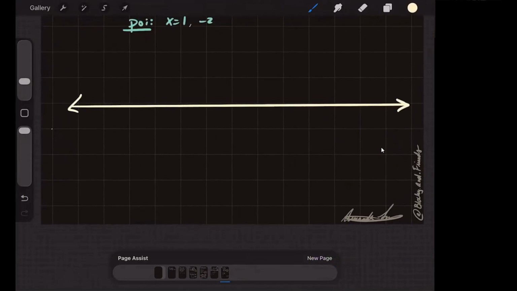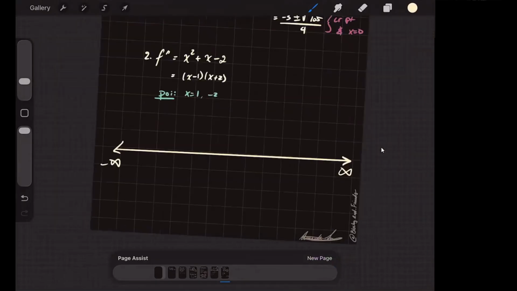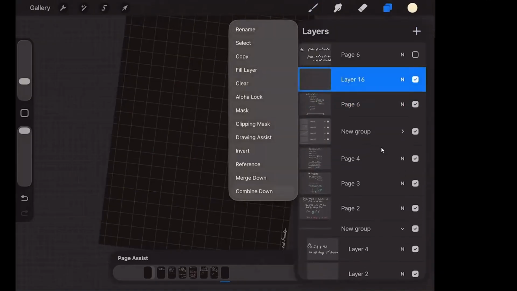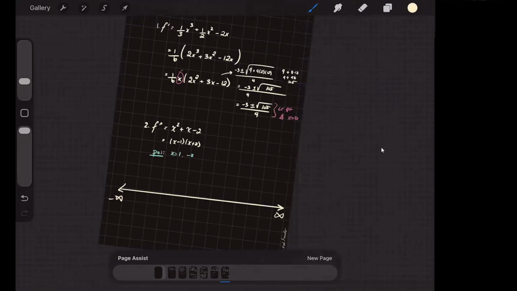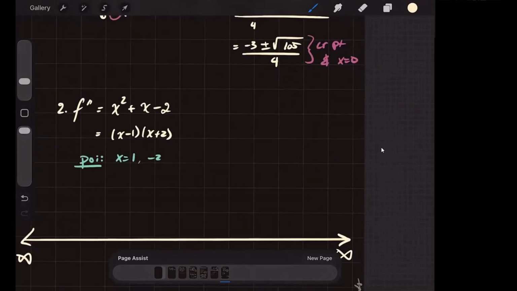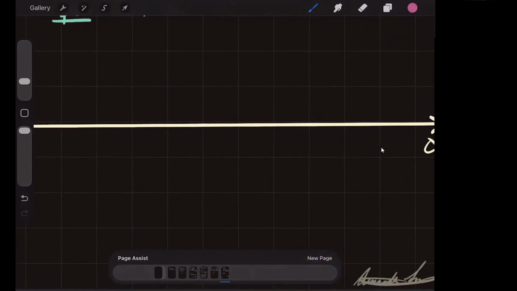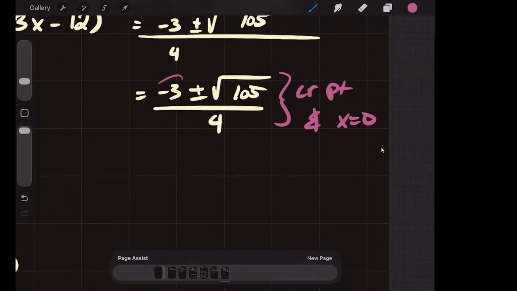Okay, negative infinity and positive infinity. The first thing I like to map in are my critical points. We can find the y values later. They're not the most important thing right now. Okay. So we know our critical points are going to be at 0. Let's put 0 right here. And then negative 3 plus this divided by 4.